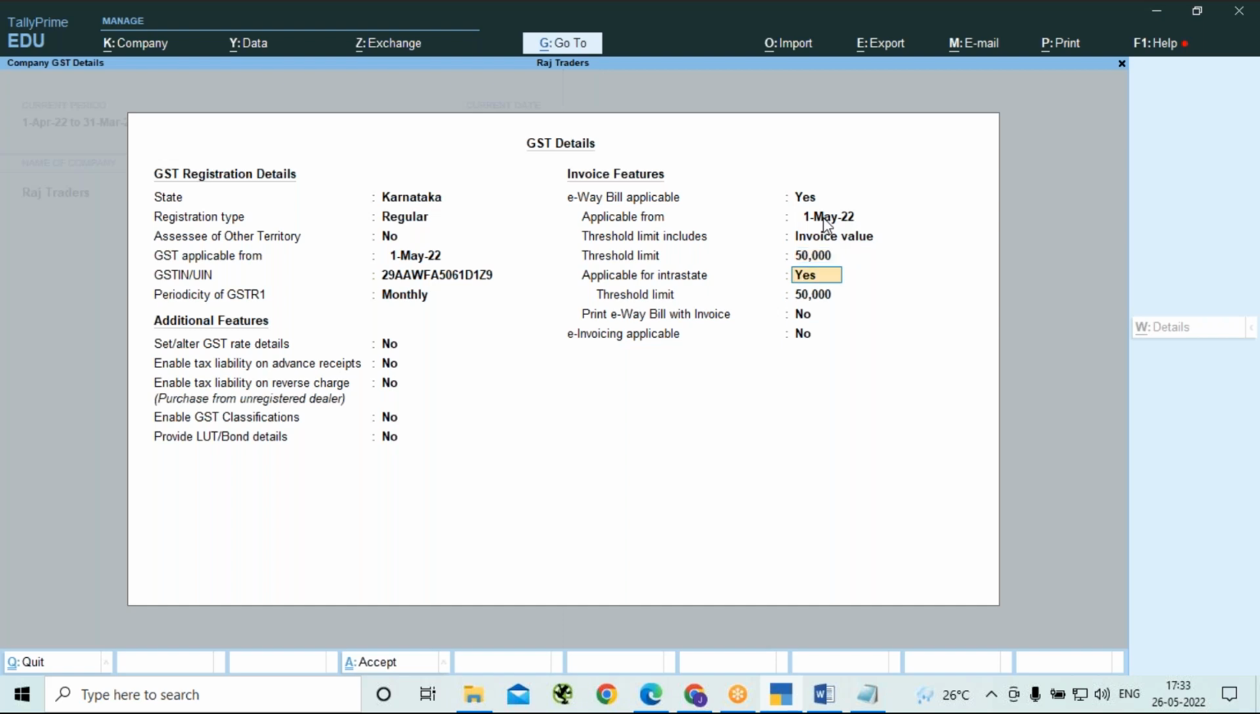Okay, so is it applicable for intrastate? Yes, it is applicable for both intra and interstate. The threshold limit for this is also 50,000. Then do you want to print the e-way bill?